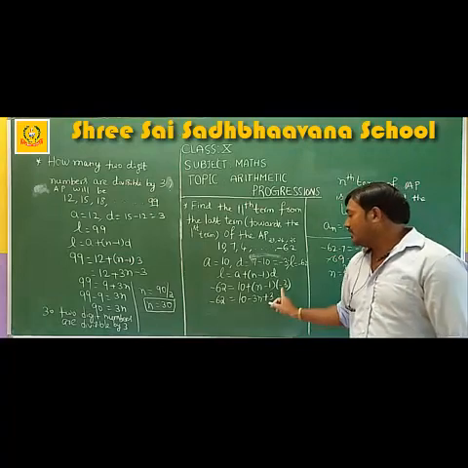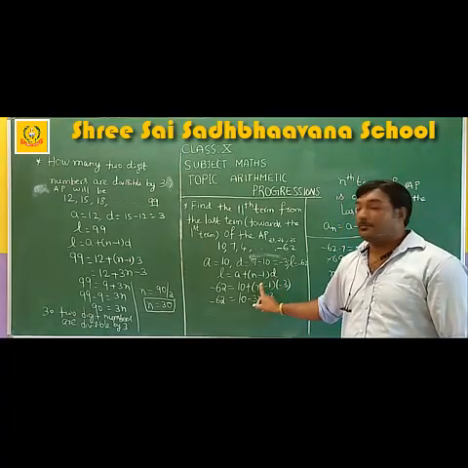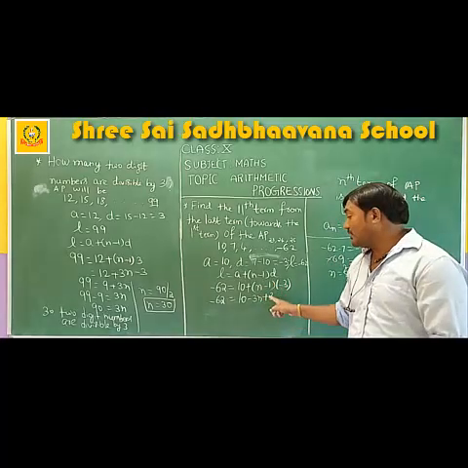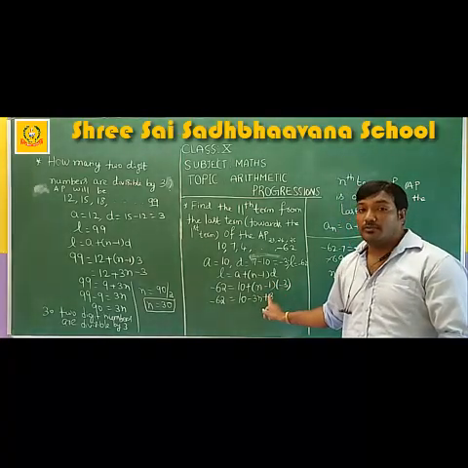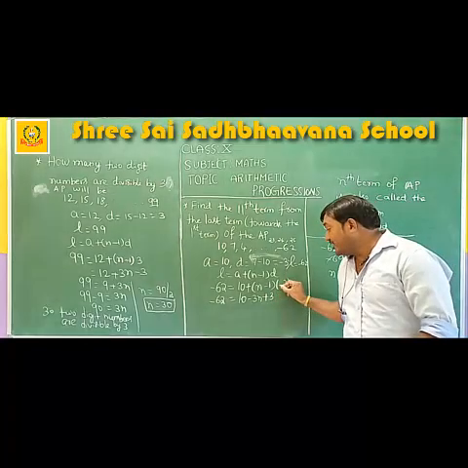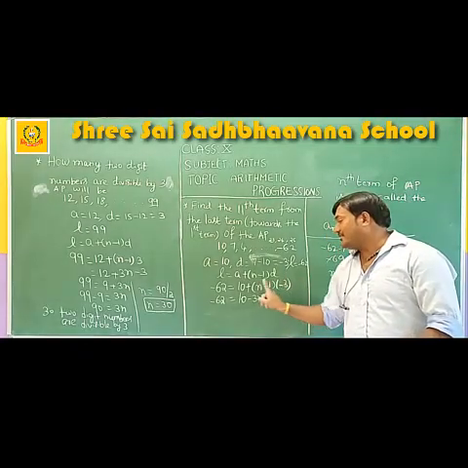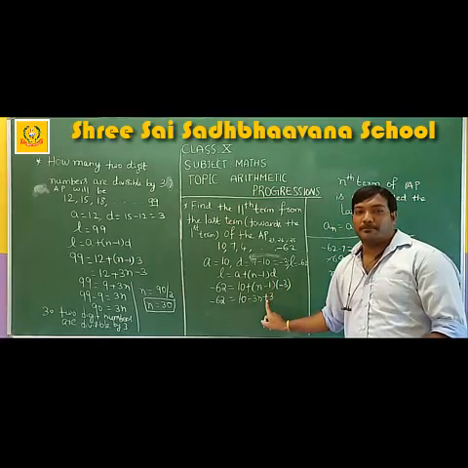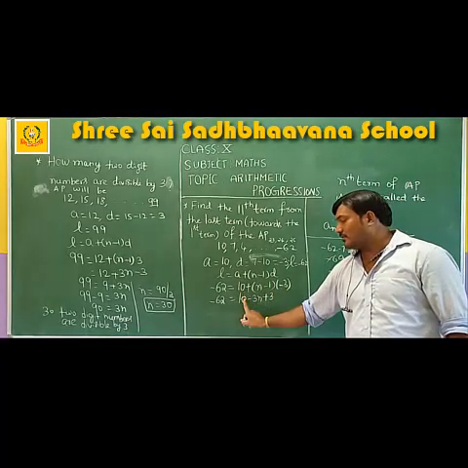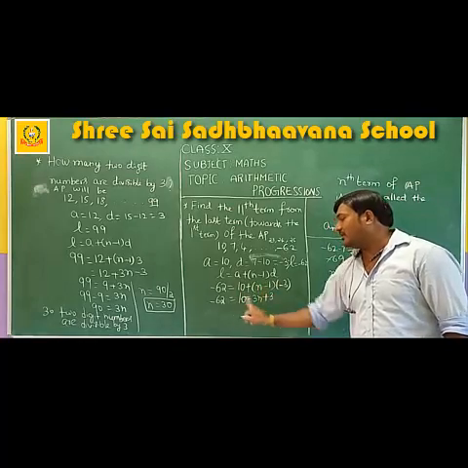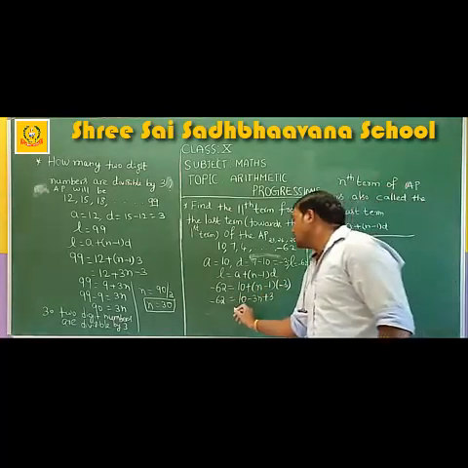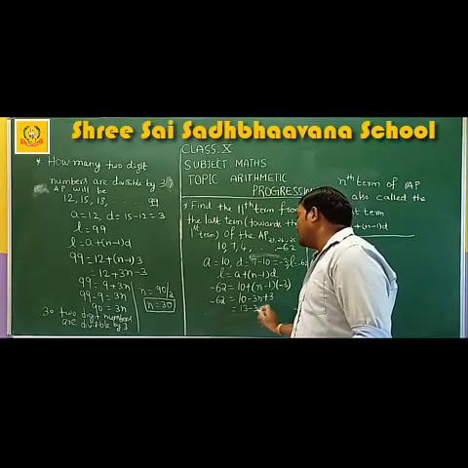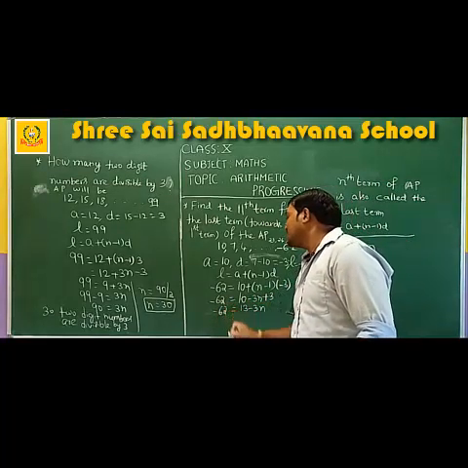Just multiply minus 3 inside. Here also people make a mistake. Some people will not take minus 3 into minus 1 as plus 3. So here you should be very careful, this has a negative sign. So minus 3 into n is minus 3n, and minus 3 into minus 1 is plus 3. So 10 minus 3n plus 3 is equal to minus 62. So 10 plus 3, 13, minus 3n is equal to minus 62.